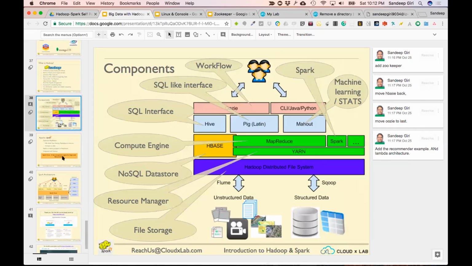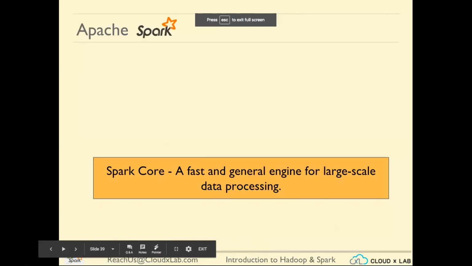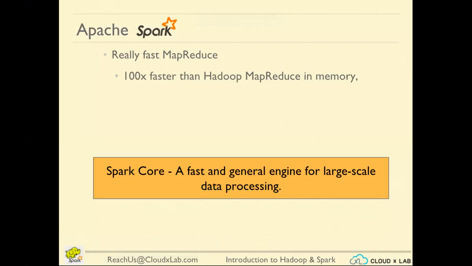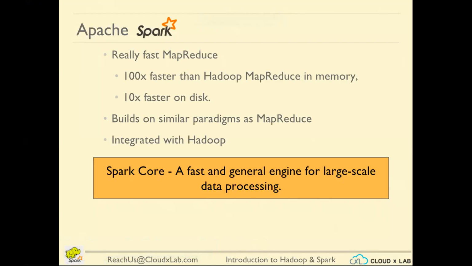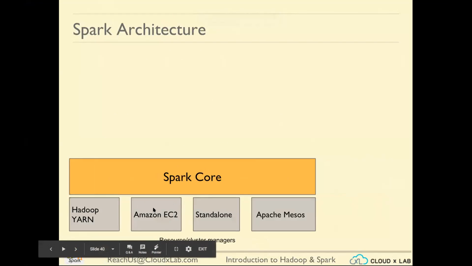So online transaction processing is something that these are not suitable for. All right, so the next component that we talk about is Spark. Spark is basically Hadoop MapReduce's replacement. It's really fast, and it can run everywhere. It can run on EC2, it can run on Yarn, it could run on Mesos and standalone.